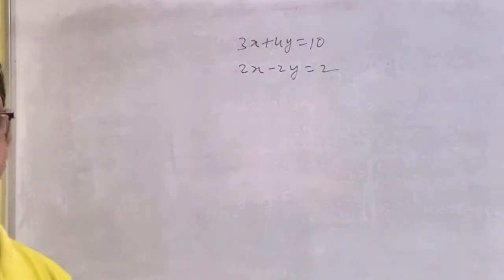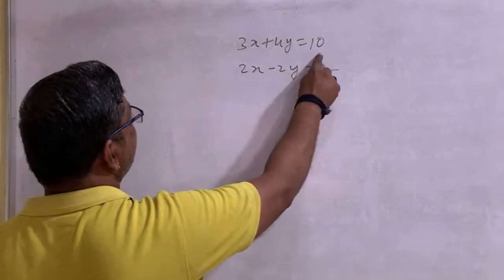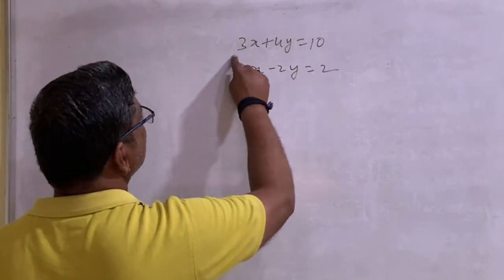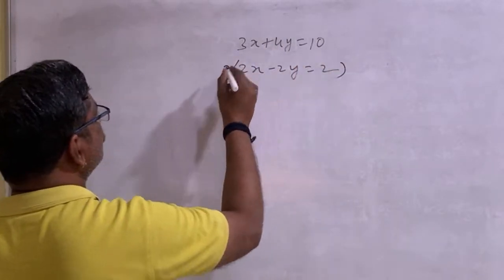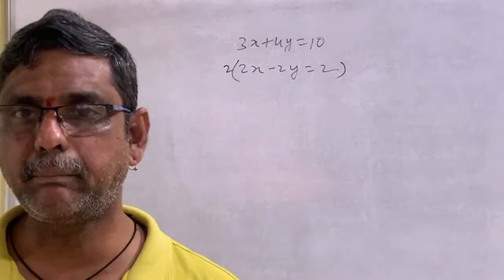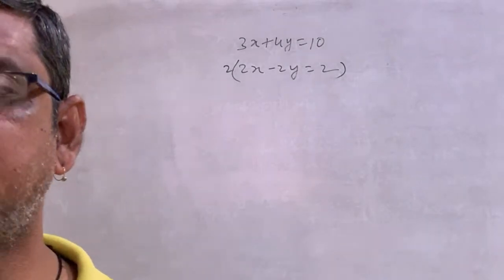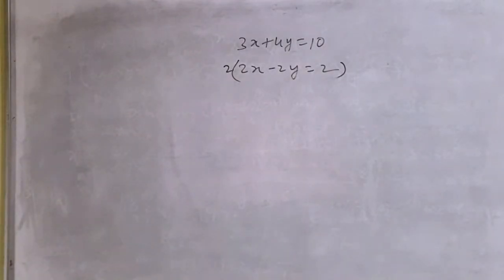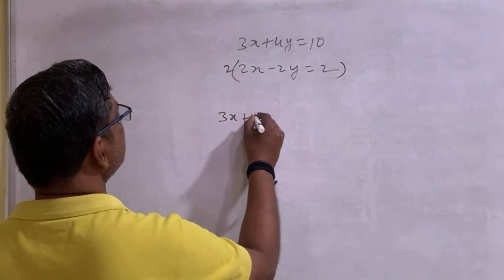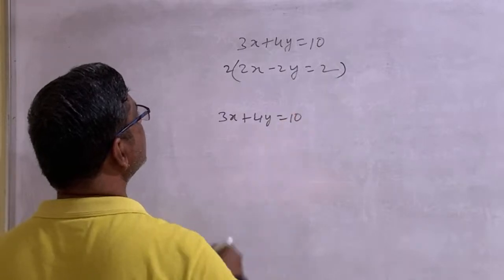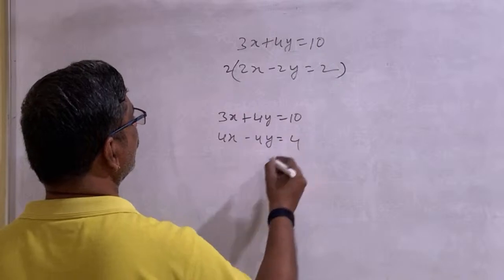That means no need to multiply the first equation with any number. Don't multiply because 4 is already there. But multiply the second one with 2. First equation no need to multiply with any number. So 3x plus 4y is equal to 10, and 4x minus 4y is equal to 4.